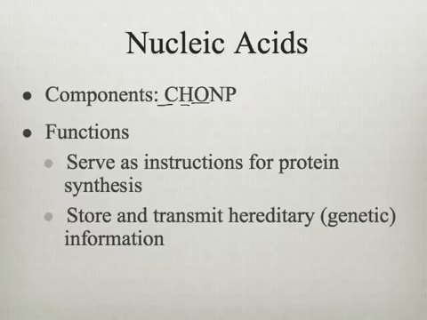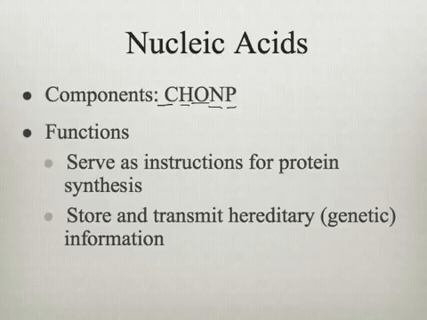Like proteins, they also have nitrogen, but unlike any of the others, they have phosphorus. So that's kind of the defining atom or element type, phosphorus. So if something contains phosphorus and it's an organic molecule and it's a macromolecule, you know it's a nucleic acid.